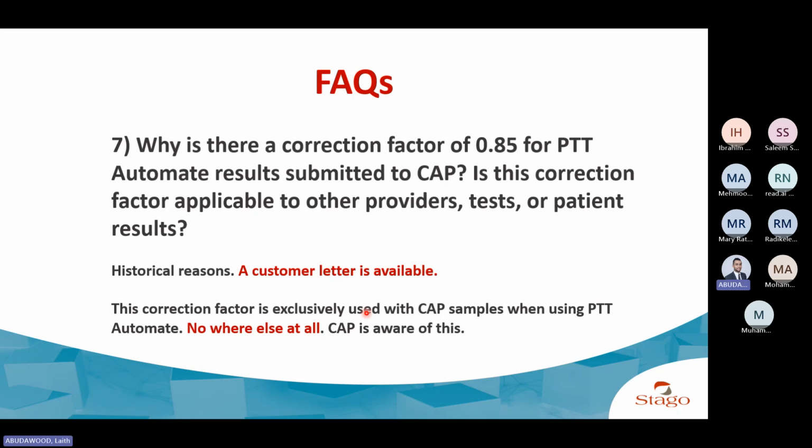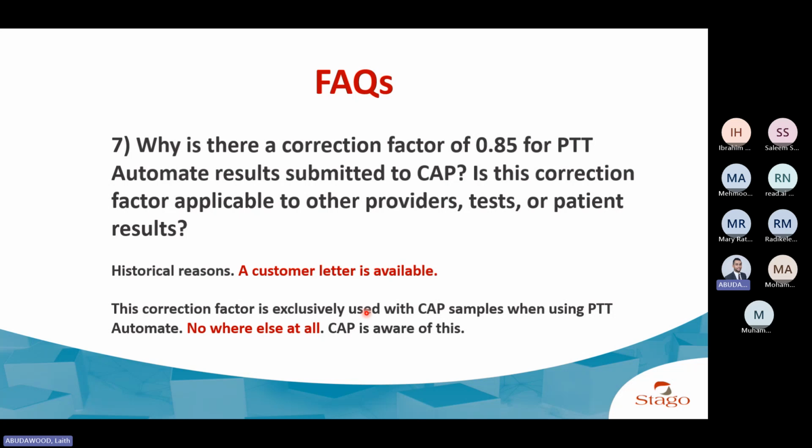Okay? Any CAP sample that you run and you need to submit with PTT Automate, you have to multiply by 0.85. I'm talking about APTT parameters, okay? Only APTT and only CAP. Never for any other reason. You never multiply a PTT Automate result by 0.85 except when you are submitting a CAP result. That's the only time you do this.